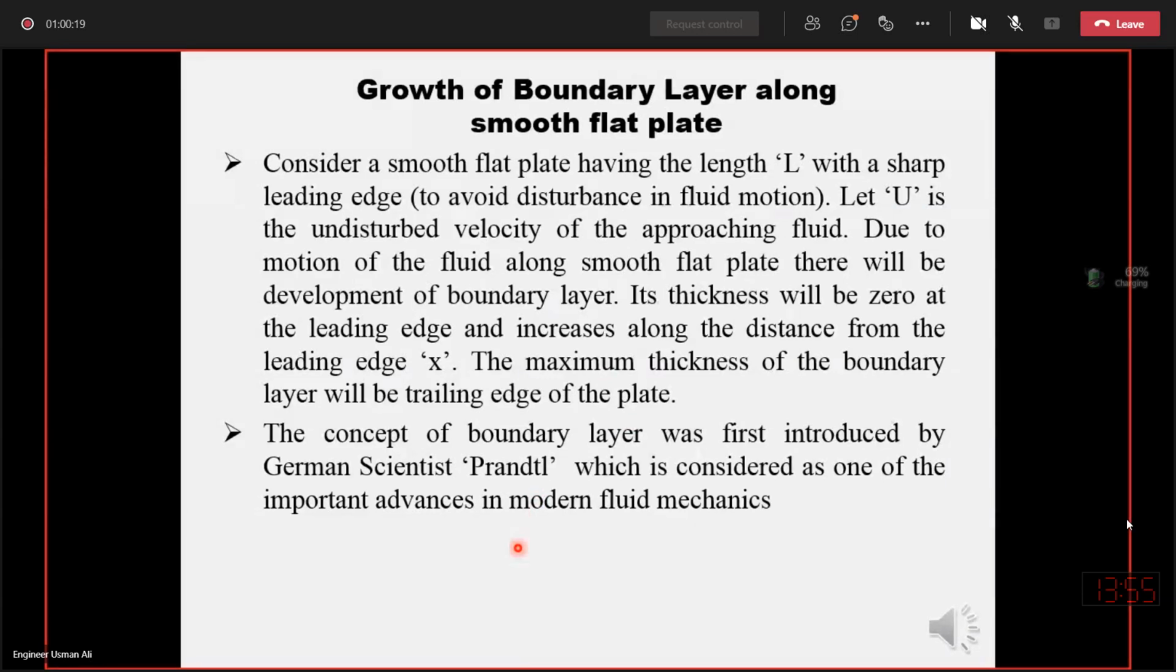Due to motion of the fluid along a smooth flat plate, there will be development of a boundary layer, as I mentioned. Its thickness will be 0 at the leading edge and increases along the distance.